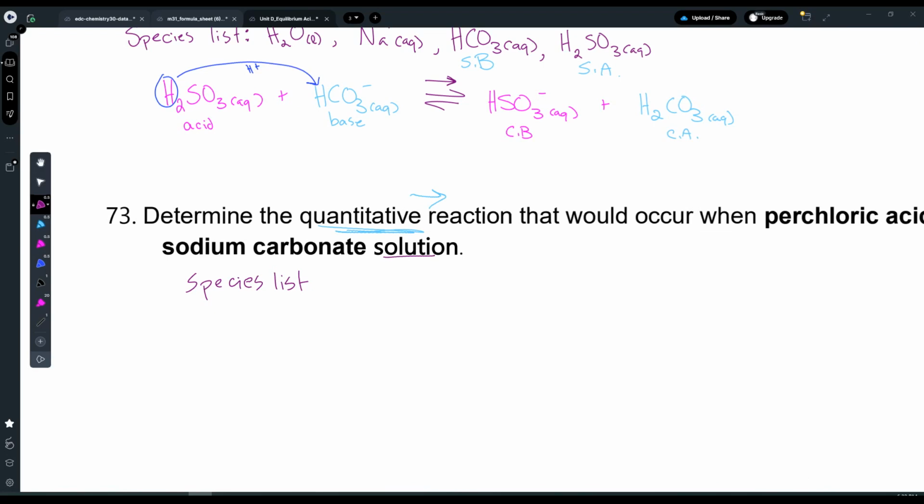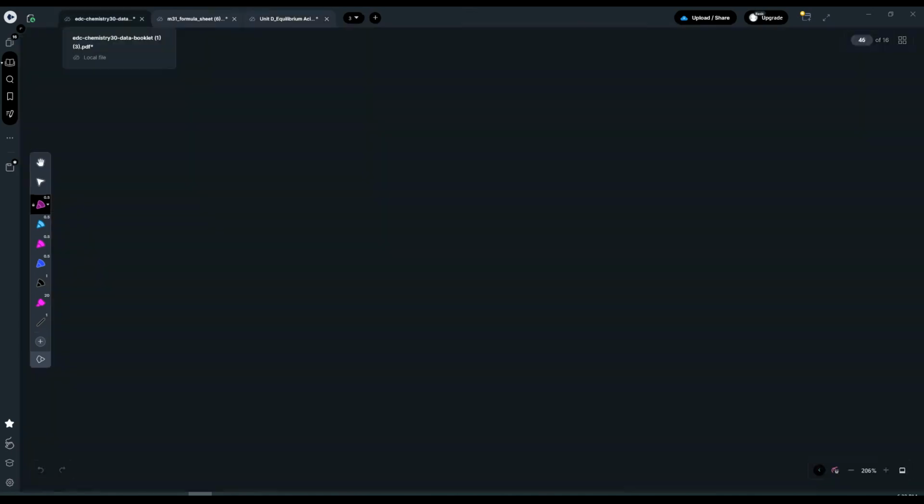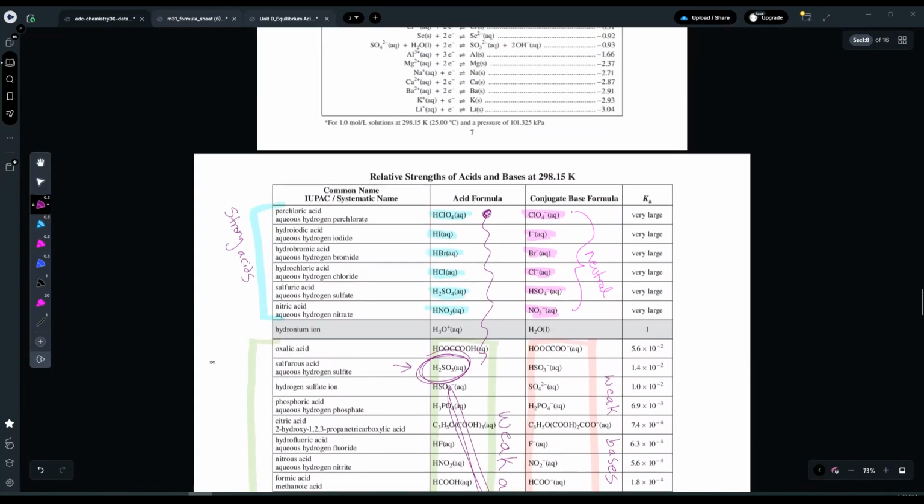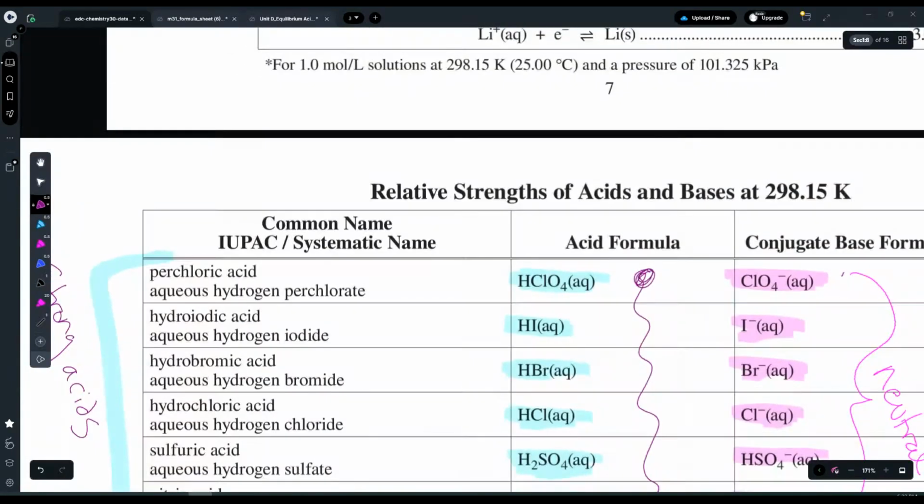So we've got a solution, that means water is present. So I'm just going to get that out of the way because oftentimes water can be forgotten about. Okay, perchloric acid, that's one of our strong acids. So that's that, HClO4.